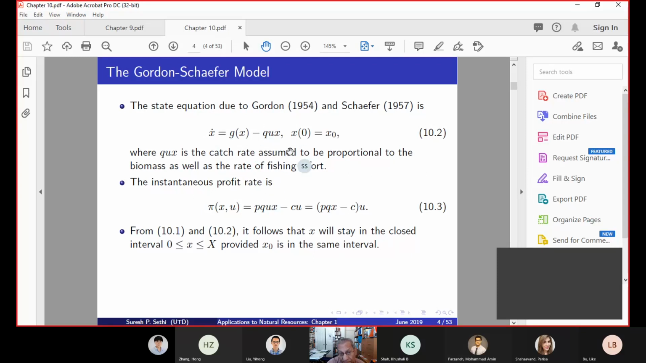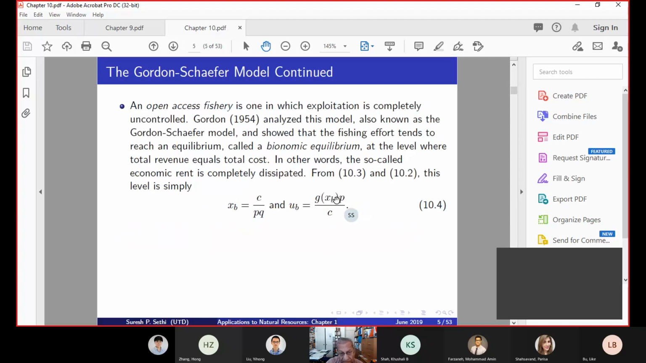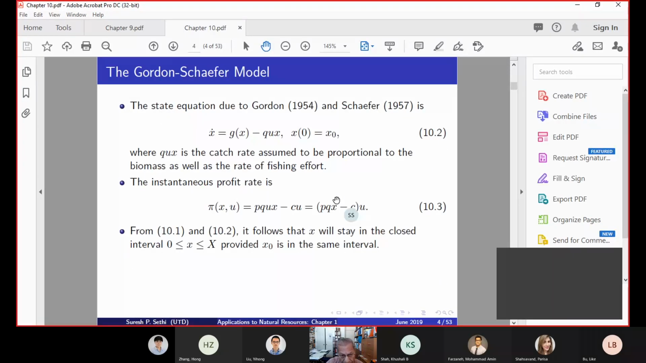And then now you can put a control in there. So if you put a control effort U, and if you are as efficient as q, then qU is the total amount of net effort, if you want to call it. And then the fish biomass is x, so what you catch is proportional. So qU is then the proportionality, and you catch qU times x amount of fish. Okay? Initial fish biomass is x zero. And the profit rate then is, because this is the amount of fish you catch, P times that landed amount of fish minus the cost of the effort, which is cU, which can be written this way. cU can come out and you can write it this way. And so we have an optimal control problem.